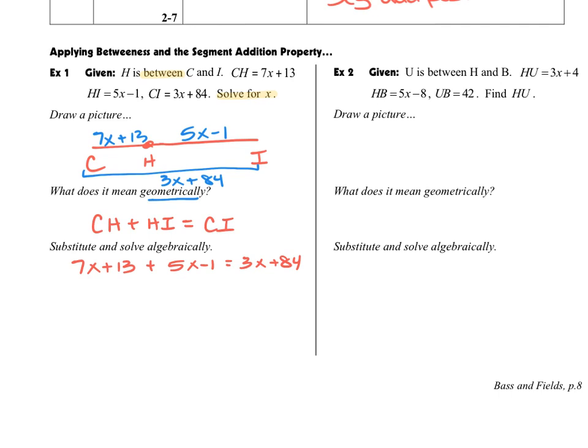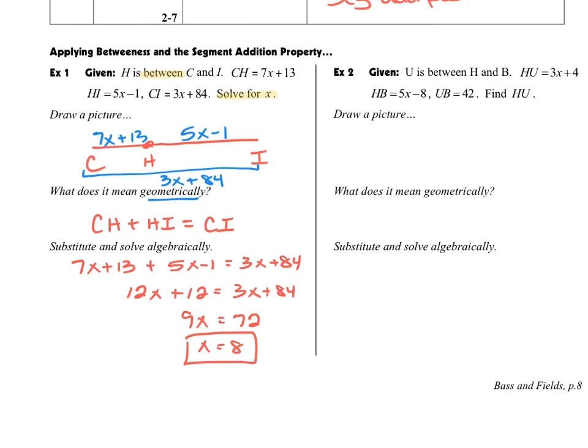Let's do that quick algebra. We can collect everything on the left side, get us a 12x plus a 12 equals a 3x plus 84. Let's go ahead and move our variables to one side. So we'll get a 9x, our constants to the other is 72, and x equals 8, and we're done. So one more quick example here.